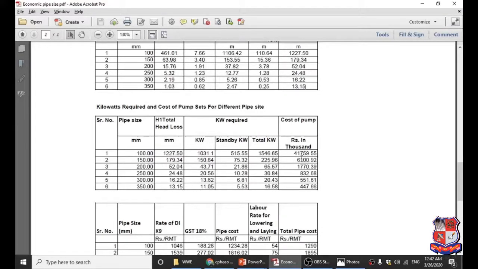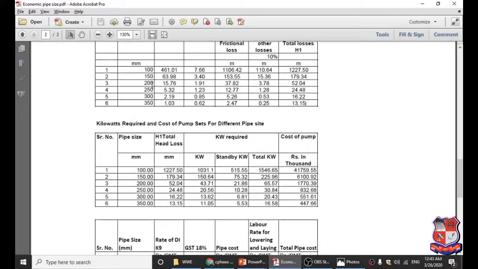For lesser diameter of pipe, cost of pump is more because the total kilowatt is higher. Why is the total kilowatt higher? Because the total head requirement is more. Why is the total head more? Because frictional losses are more, because we are providing lesser diameter of pipe.